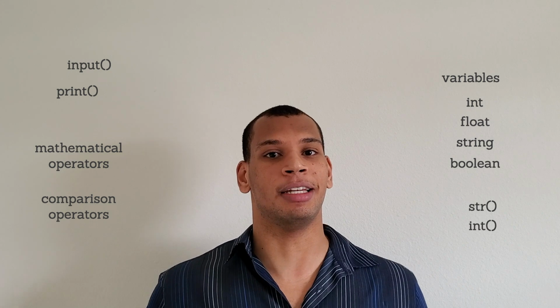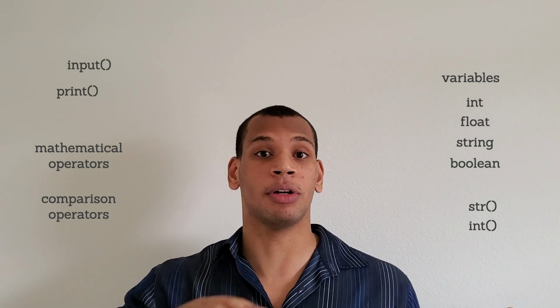So, in weeks 1 and 2, what did we actually do? We learned about built-in functions, input, print, variables, int, float, string, boolean, mathematical operators, comparison operators, and finally str and int functions. So now let's put it all together and actually write some code.